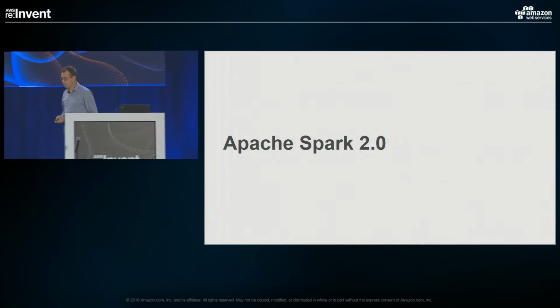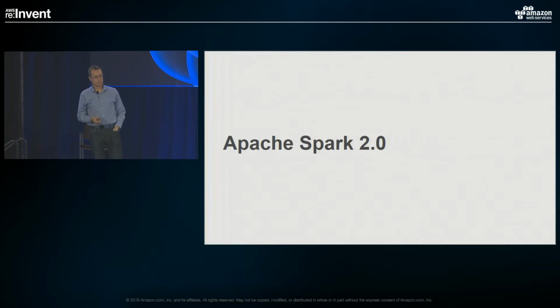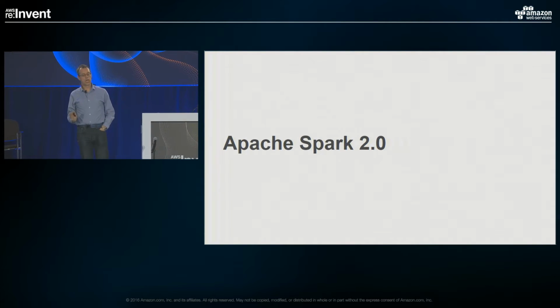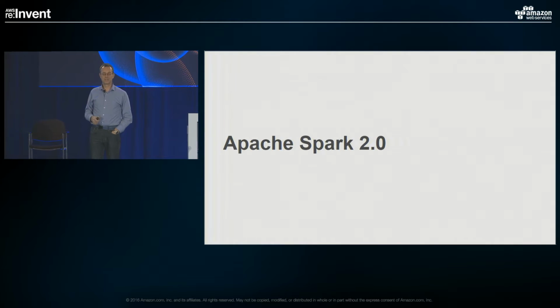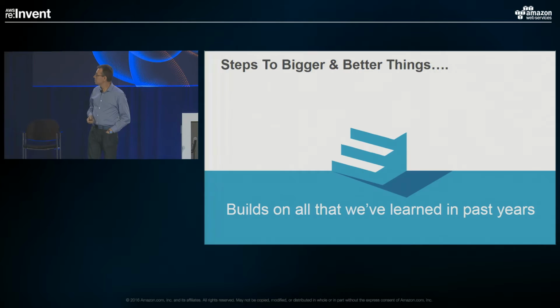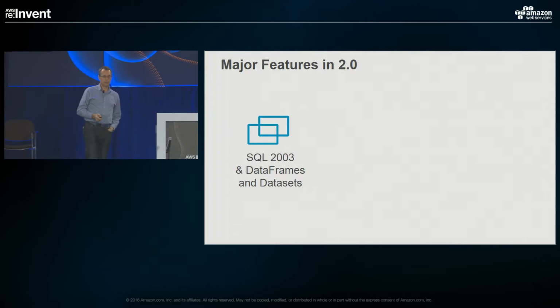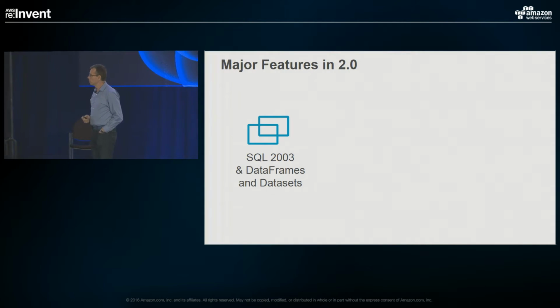So next, I would like to talk about Apache Spark 2.0. It was released earlier this year, and it incorporates the biggest changes in Spark since we released it in 2009. The features in 2.0 can be grouped in 3 categories. The first one has to do with the APIs.